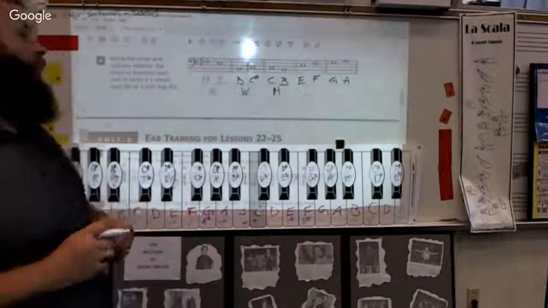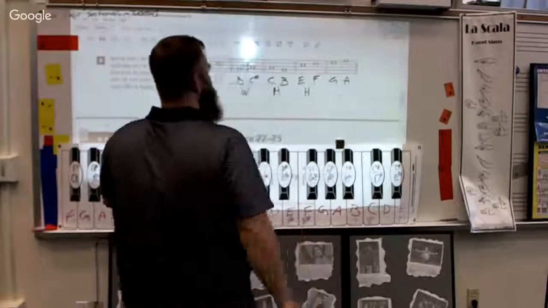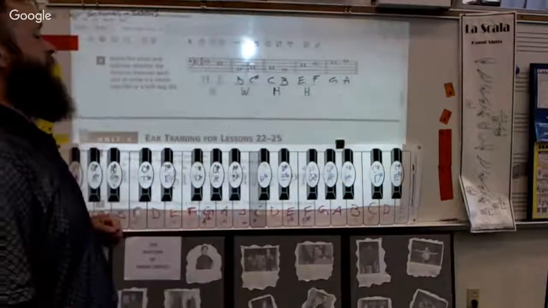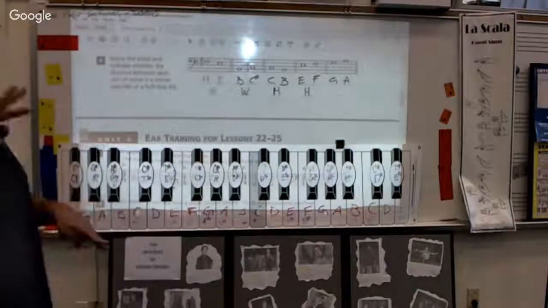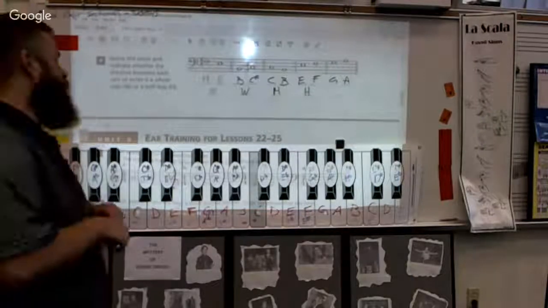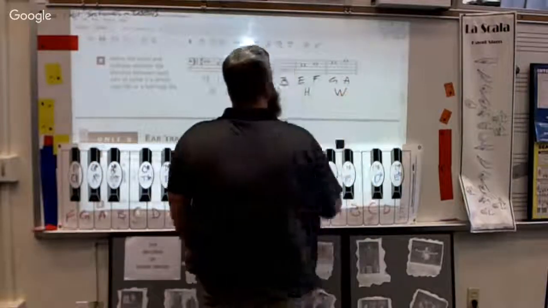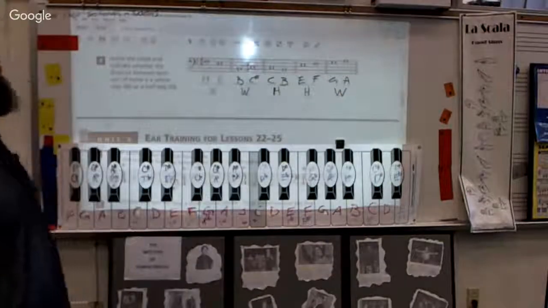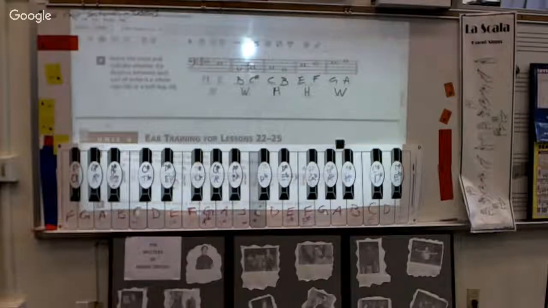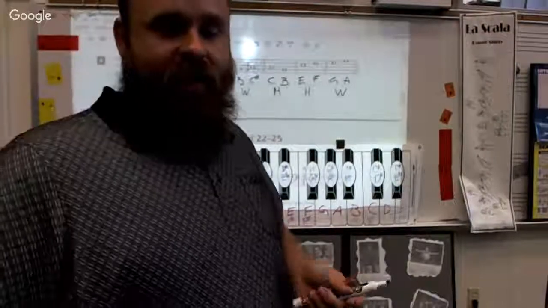E to F, whole or half? Half. On the keyboard, E and F naturally has the relationship to each other as a half step. And G to A, whole step. There's a pitch in between G and A. And that's whole steps, half steps, and enharmonic, and how to find them on the keyboard.